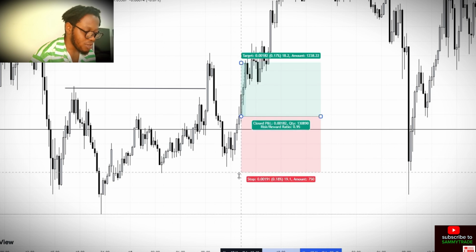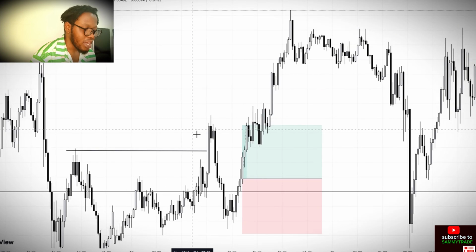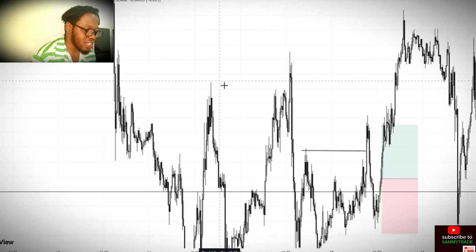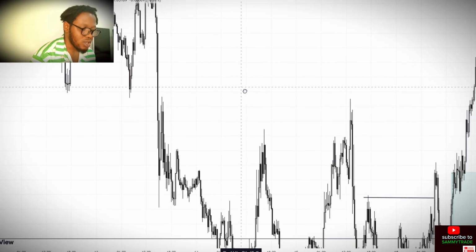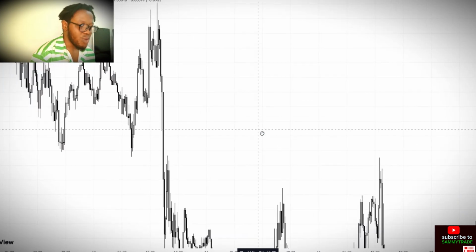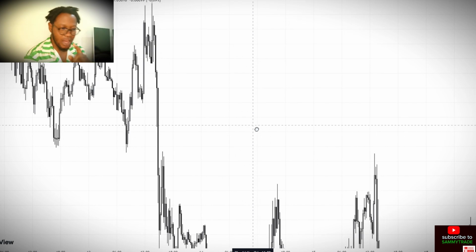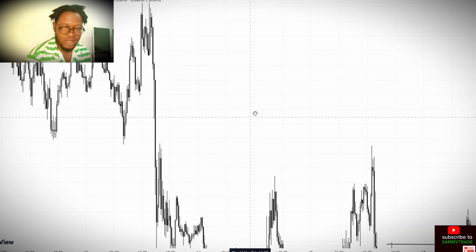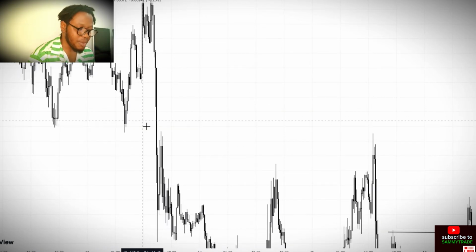Immediately that three candlestick finished forming, I entered. My stop loss was below this point here, and my take profit was right here. Now, this is where most of you guys get it wrong while placing your take profits. All right, now number one, look for the breaker block at your supply zone, which is right here. This is a breaker block at this point.